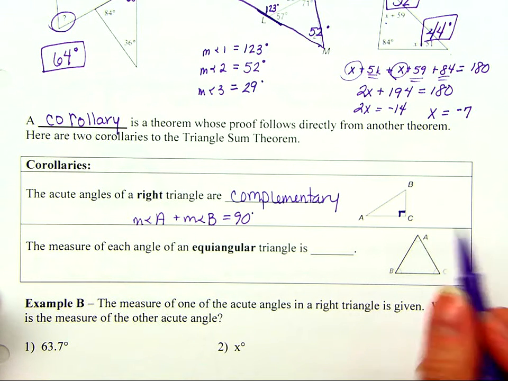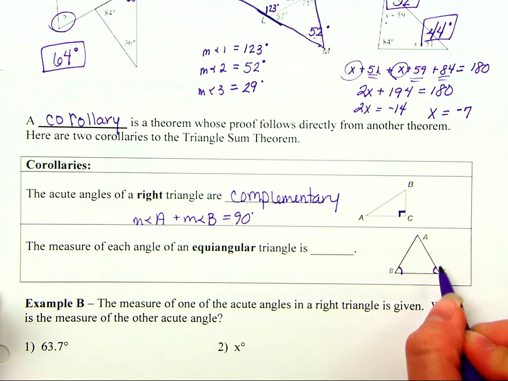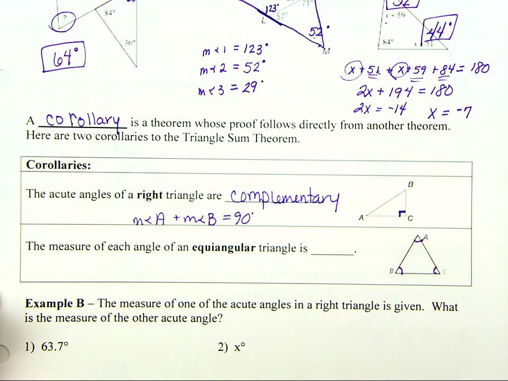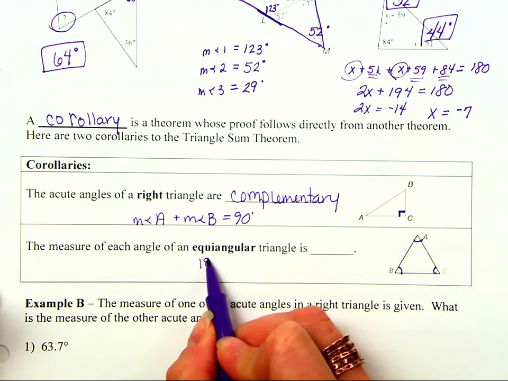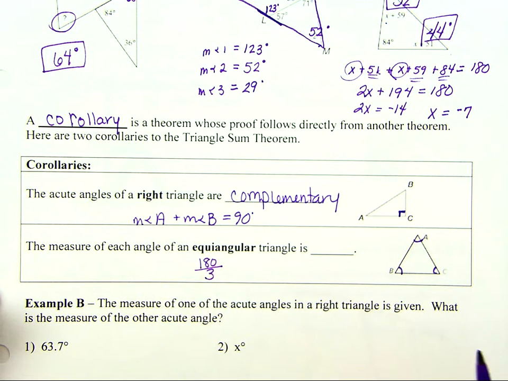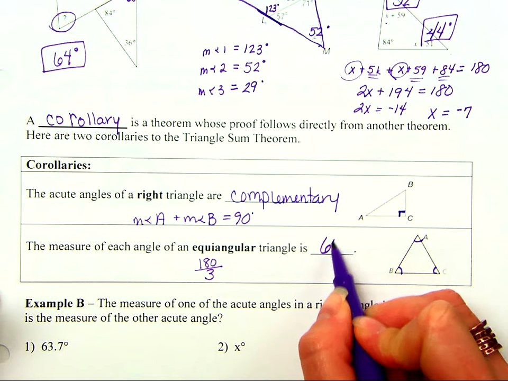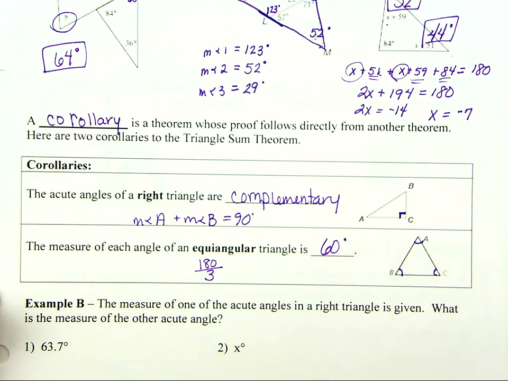Also, knowing my angles of a triangle add to 180, the measure of each angle of an equiangular triangle is, well, if all of those angles are congruent, we can think about 180 divided by 3. Therefore, each angle would have to measure 60 degrees.